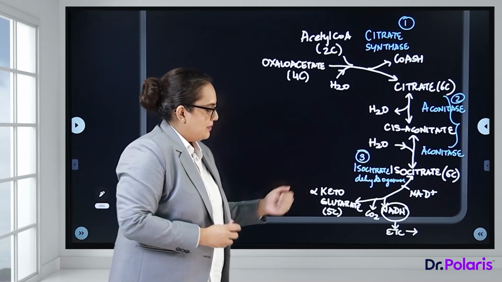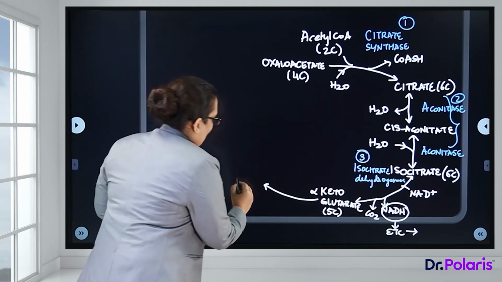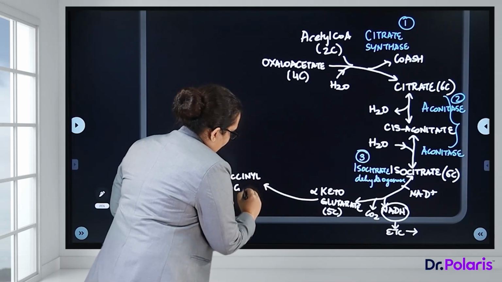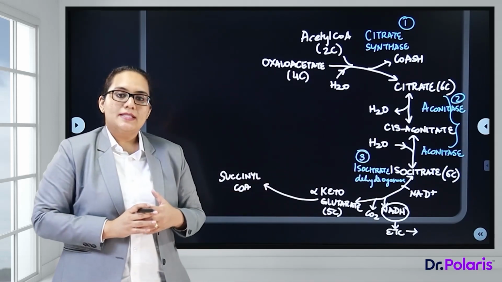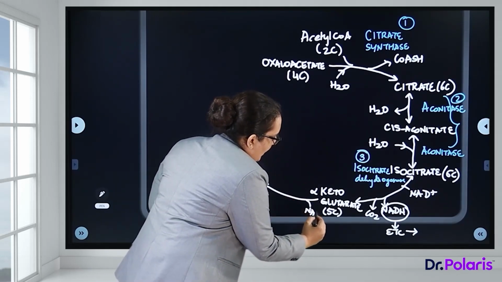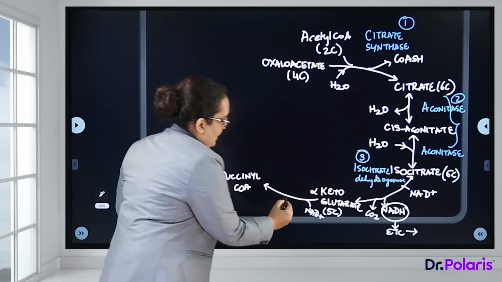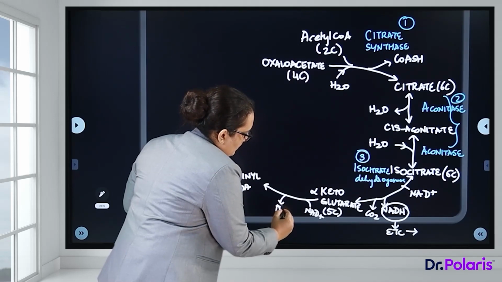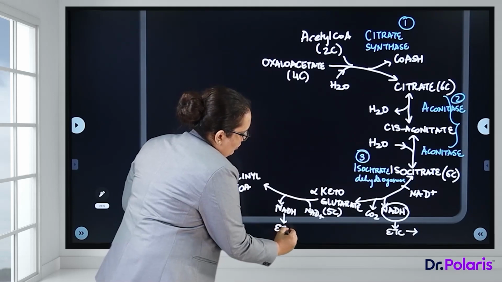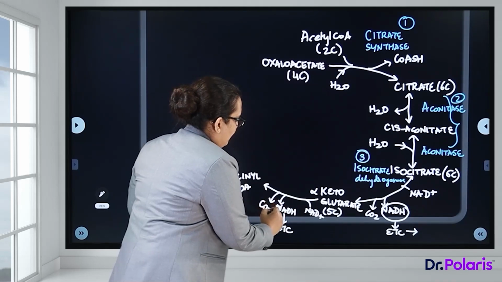Now, in the next step, alpha ketoglutarate gets converted to succinyl-CoA, which is the next intermediate formed. Again, this is an example of an oxidative decarboxylation reaction where you have NAD+ as the hydrogen acceptor. NAD+ accepts hydrogen from alpha ketoglutarate and forms NADH, which eventually enters into the electron transport chain and produces energy. At the same time, you have carbon dioxide which is released.